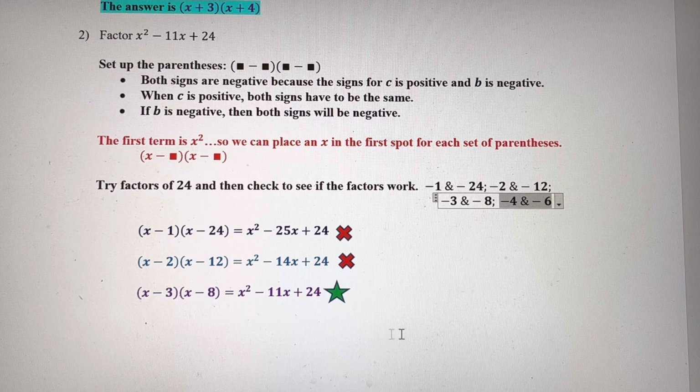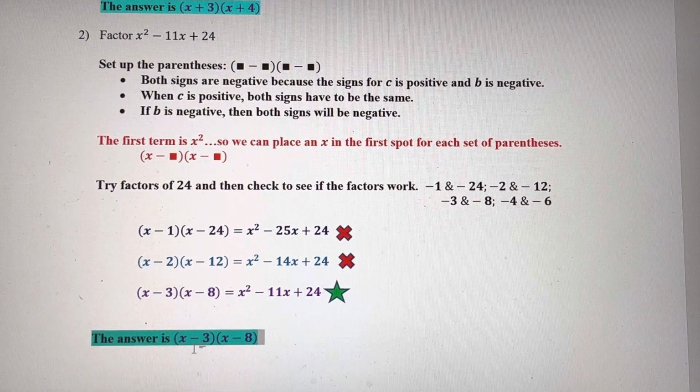The middle term is going to be -10x. Notice -4 and -6 gives me -10x. So that one wouldn't work. So my answer here is going to be x minus 3 times x minus 8. Okay, that's how you factor.